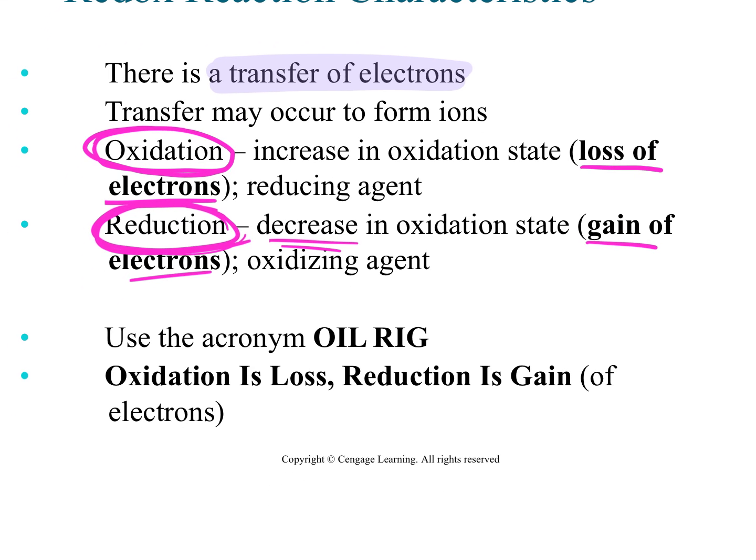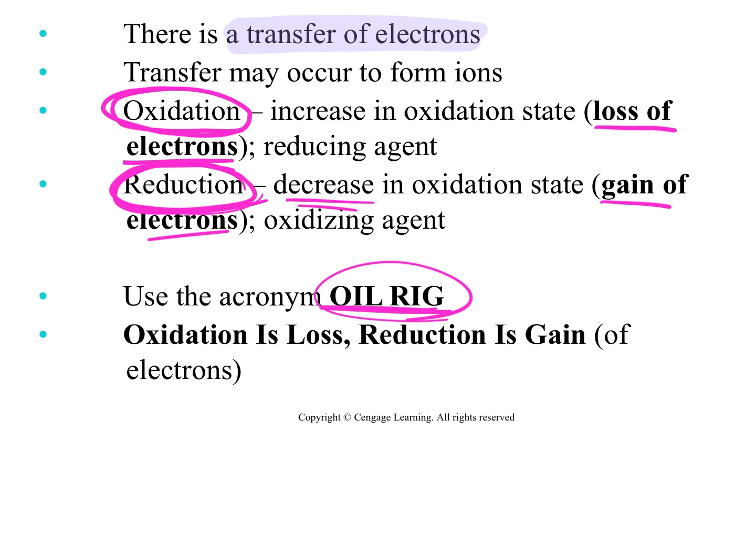This is a really common acronym to think about it: OIL RIG. Oxidation is loss, reduction is gain, and you tag on of electrons. Oxidation is loss of electrons, reduction is gain. OIL RIG is a very common acronym. If you take a college chemistry class, you're going to hear that acronym used for this section. Oxidation is lost, reduction is gained.